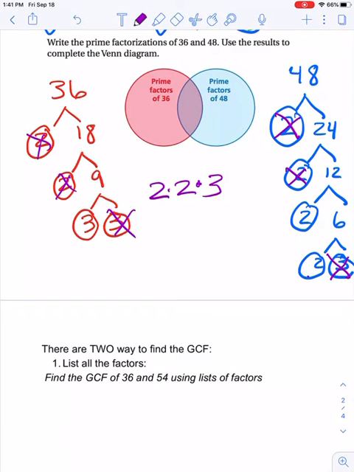I put a multiplication sign in between. So I multiply whatever's the same. There were 2 2's that were the same, and then there was a 3 that was the same. So 2 times 2 times 3. This is how you find the greatest common factor. 2 times 2 is 4, and then times 3 is 12. So the greatest common factor between 36 and 48 is 12.